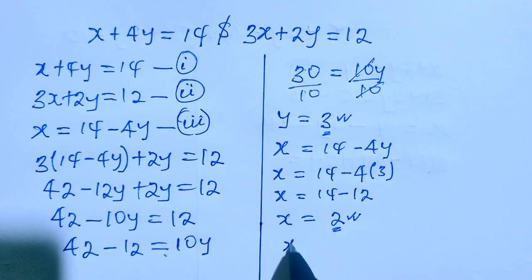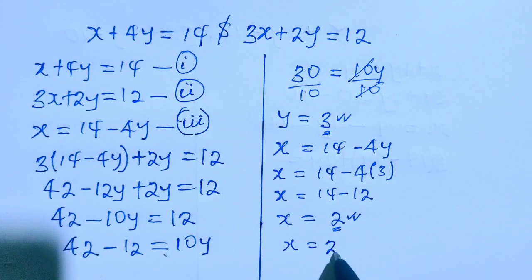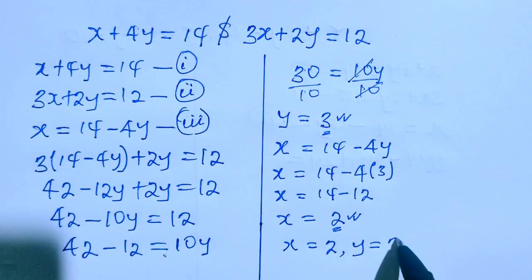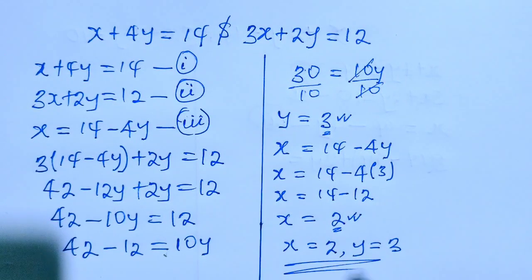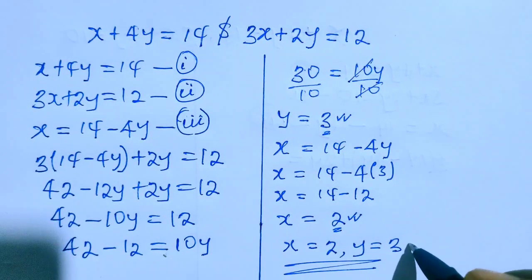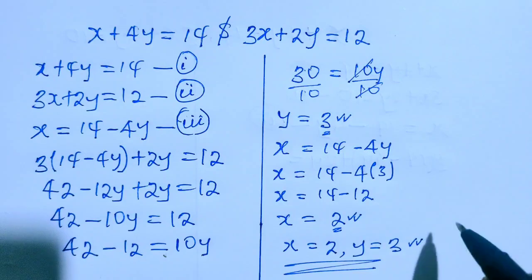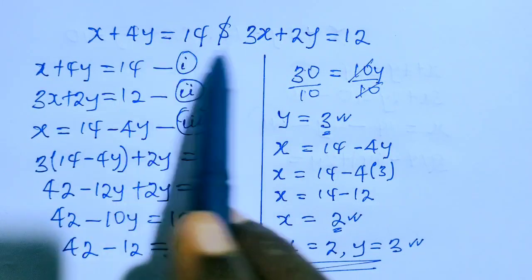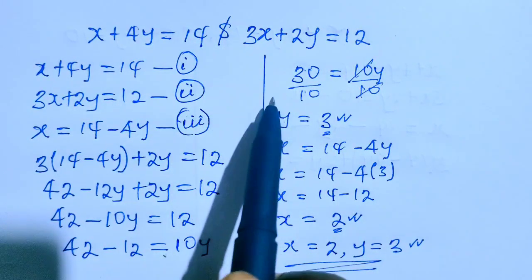Therefore, in summary, x equals 2 and y equals 3. And these are the possible values of x and y that will satisfy this given simultaneous equation right here.